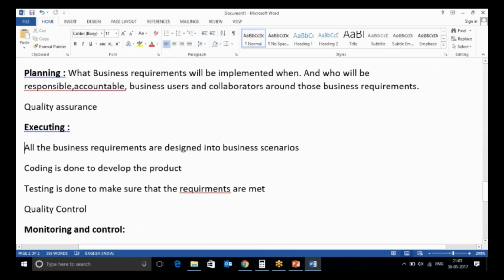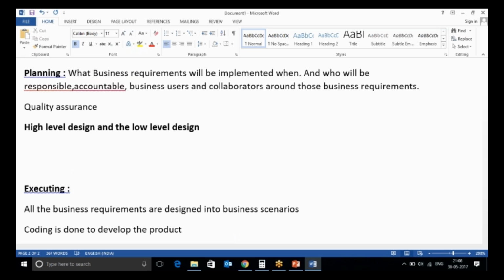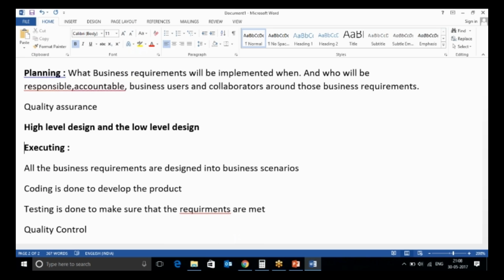So what you get from the planning phase is the high level design and the low level design. When I talk about the design, it is nothing but the high level scenarios and the low level scenarios that are identified based on the business requirement. It also covers the high level design, as in the architecture for the developers, and the low level functionalities which are going to be developed by the developers.